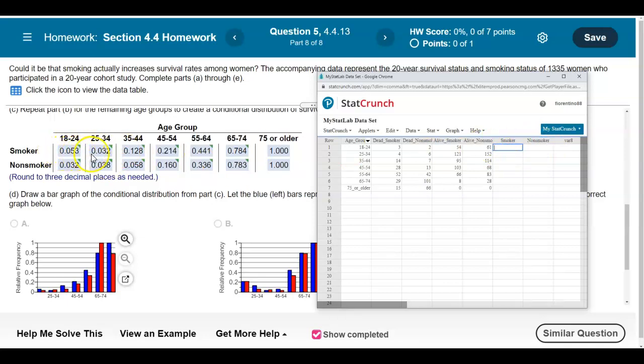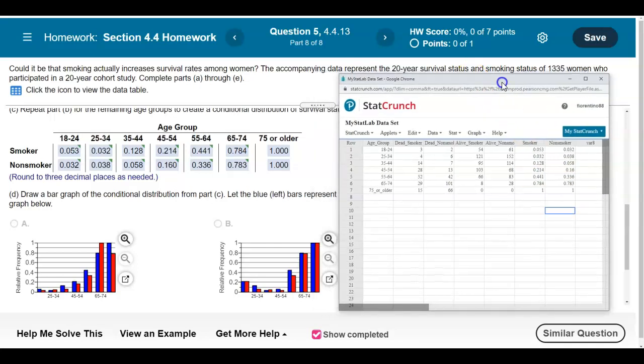So for smoker, we're going to go across and write them all the way down here. So we have 0.053, 0.032, and then 0.128, 0.214, 0.441, 0.784, and then 1. And then for the non-smokers, we're going to fill in the entire row in that column. So for 18 to 24, 0.032, 0.038, 0.058, 0.160, 0.336, 0.783, and then 1.